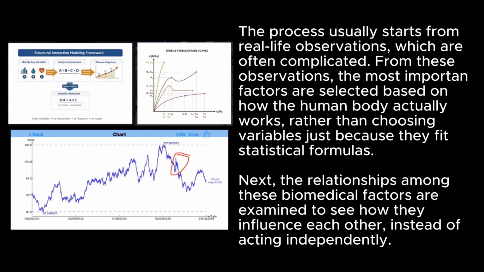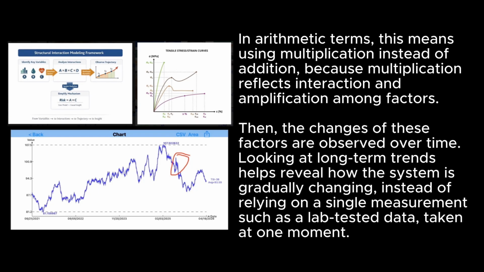The process usually starts from real-life observations, which are often complicated. From these observations, the most important factors are selected based on how the human body actually works, rather than choosing variables just because they fit statistical formulas. Next, the relationships among these biomedical factors are examined to see how they influence each other, instead of acting independently. In arithmetic terms, this means using multiplication instead of addition, because multiplication reflects interaction and amplification among factors.